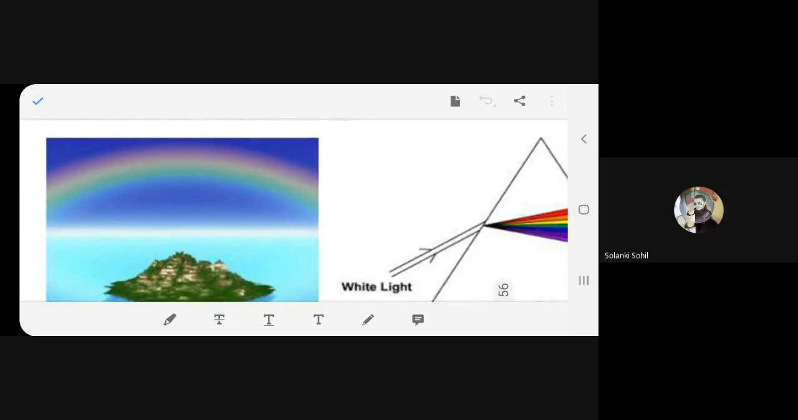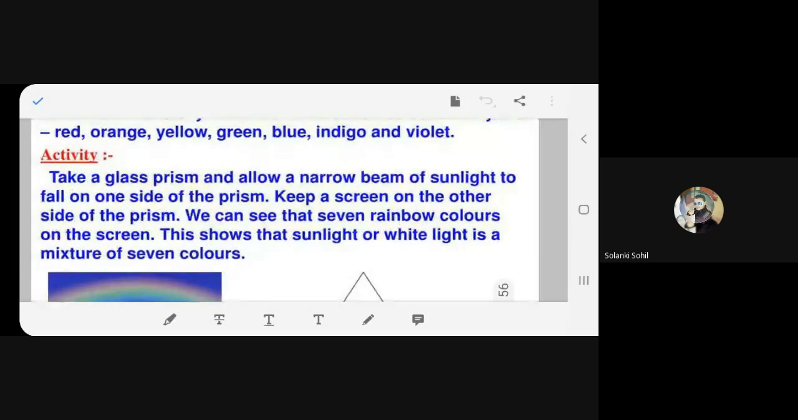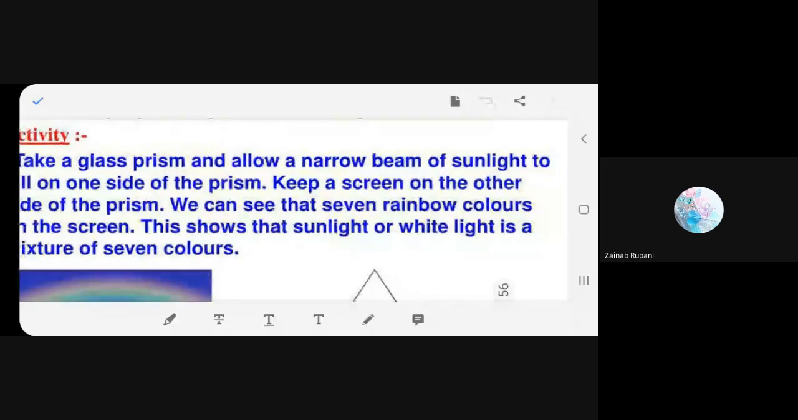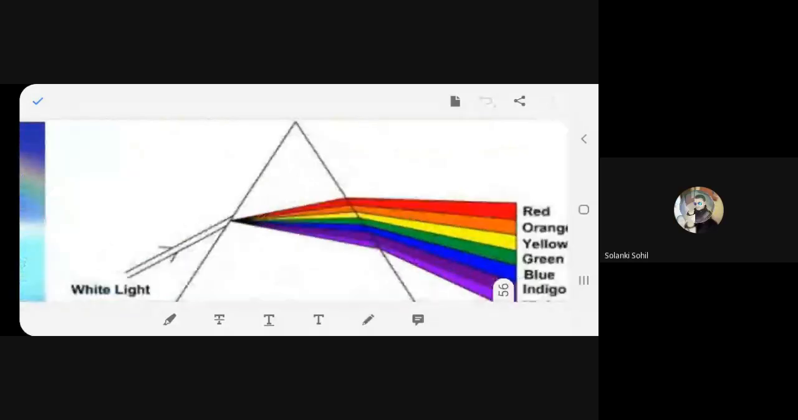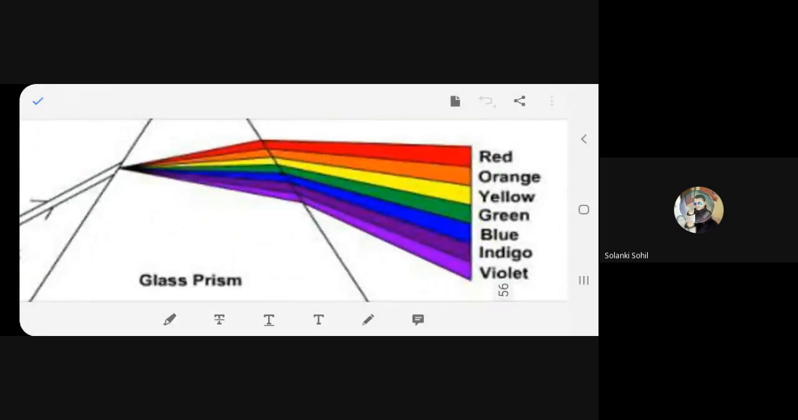So what does it suggest? That the white light is made up of how many colors? Seven colors. Okay. One question I want to ask you. You can see there are so many colors. Which one is bending the most? Can you tell me? Which color is bending the most?